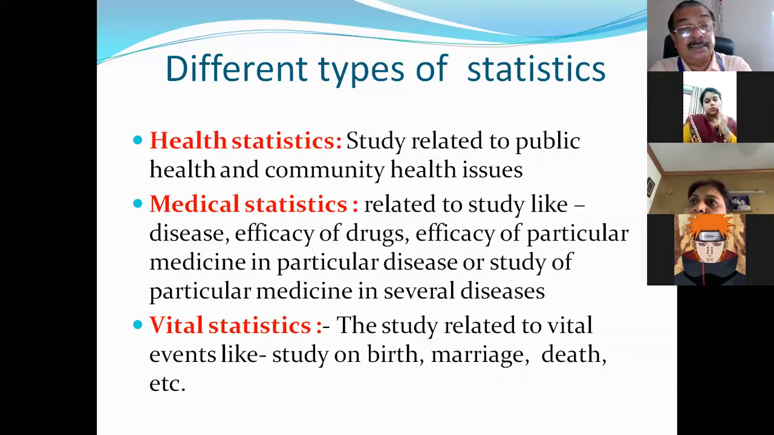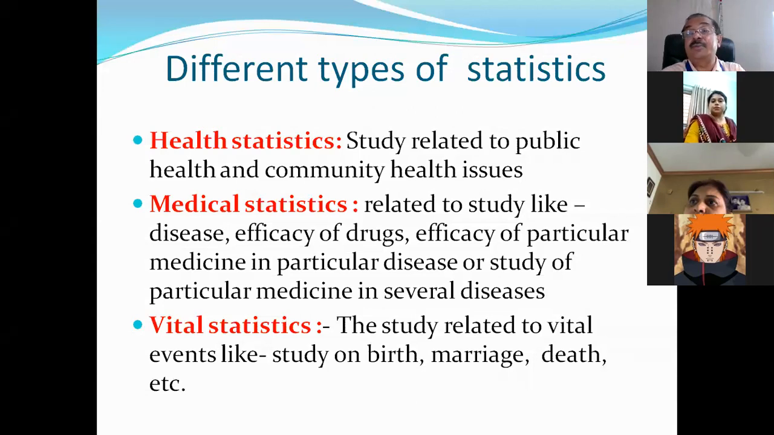So there are studies related to disease, the efficacy of a drug, the efficacy of a particular medicine in a particular disease, or a study of particular medicines in several diseases. And the third is vital statistics. What is vital statistics? It is related to vital events like birth, marriage, death, etc. And what is birth here? It is not related to weight and height, but to how many children are born in a particular area, a particular country, or in the world scenario also.